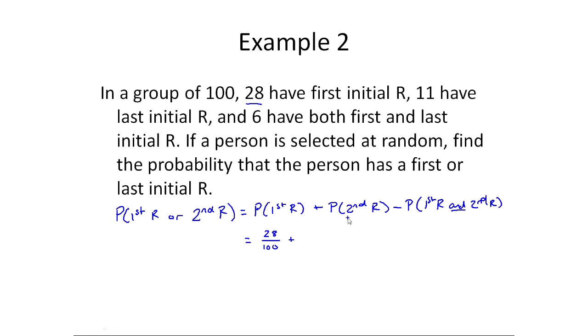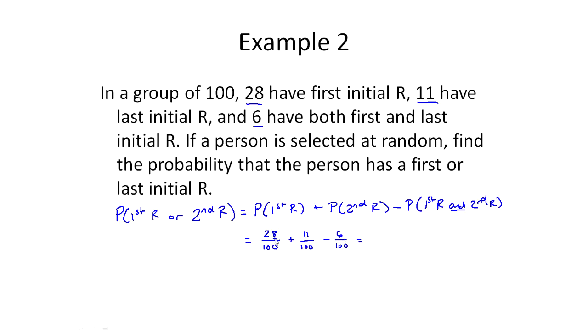Okay. Second initial R. Well, it says 11 have last initial R, which is the same idea as second, since we're assuming we're looking at two initials. So this would be 11 out of 100. And then minus, well, 6 have both. So this would be minus 6 out of 100. So 11 minus 6 is 5, right?